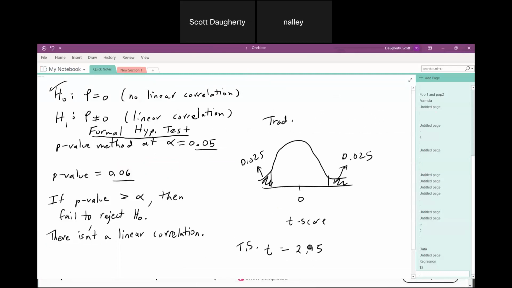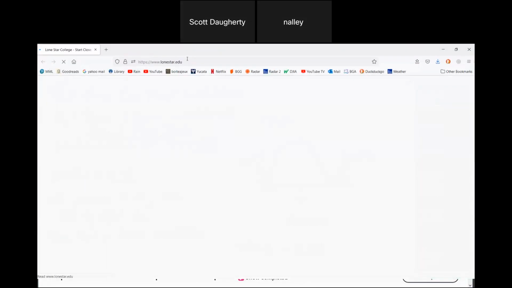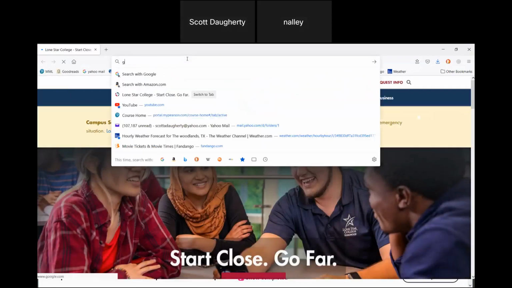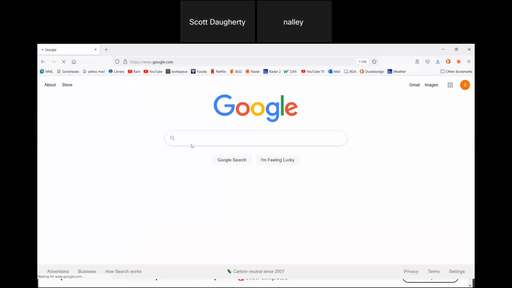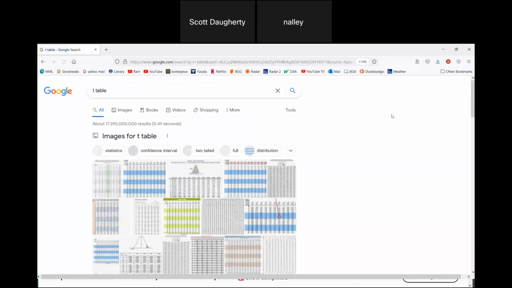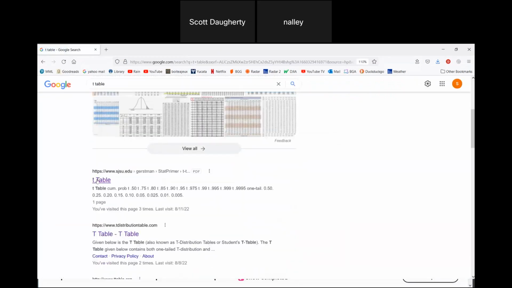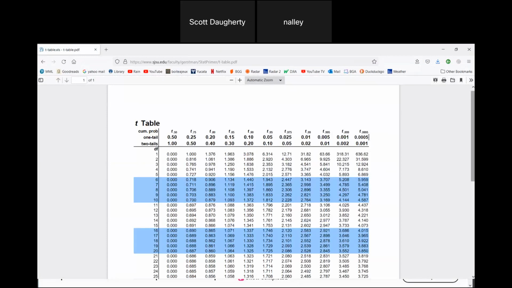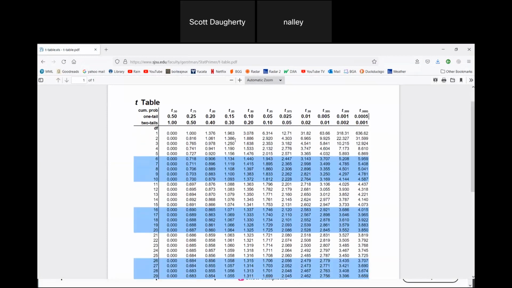Then you would compare the test statistic to the critical values here. This one would be positive, of course, and this one would be negative. And you'd have to look this up on a t-table, which I'll go ahead and do. I'll pull one up off the internet. Okay, so we're testing at 0.025 in one tail, which would be this column here, or 0.05 in two tails, whichever one you want to look at.